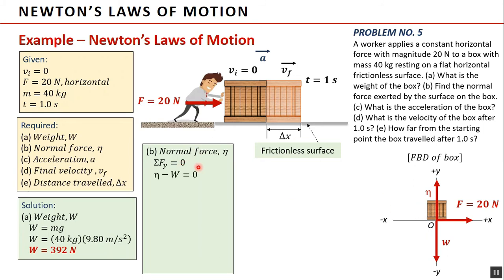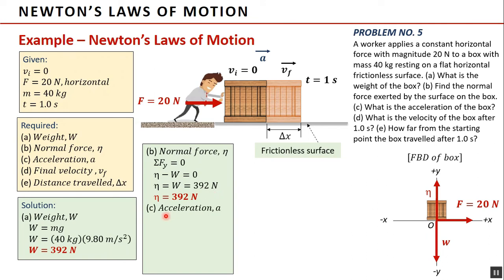So the forces along y are normal force and negative weight. And this is equal to 0. Then we transpose weight to the other side. Normal force is equal to weight. So normal force is also 392 newtons. Again, in this problem, normal force is equal to the magnitude of weight. But I want to reiterate, this is not always the case. Please bear this in your mind.